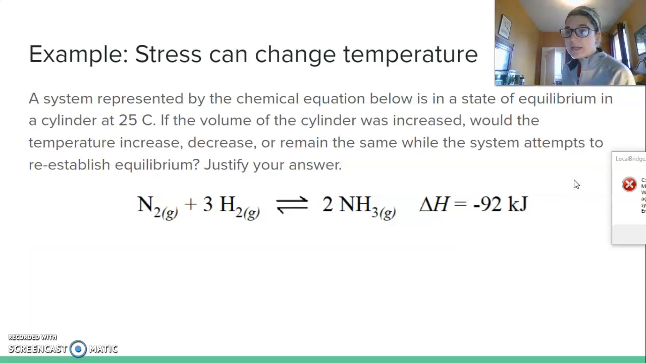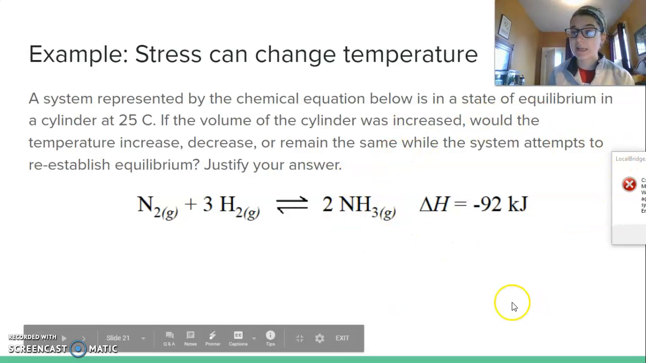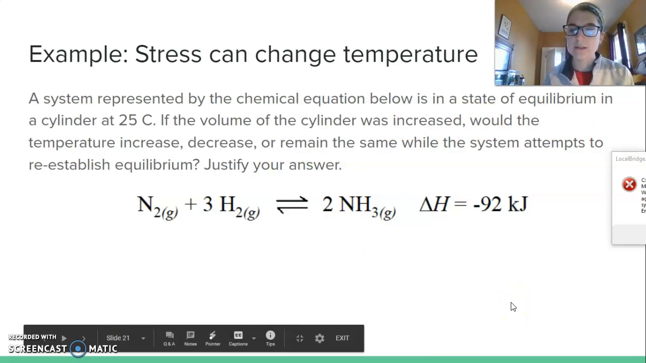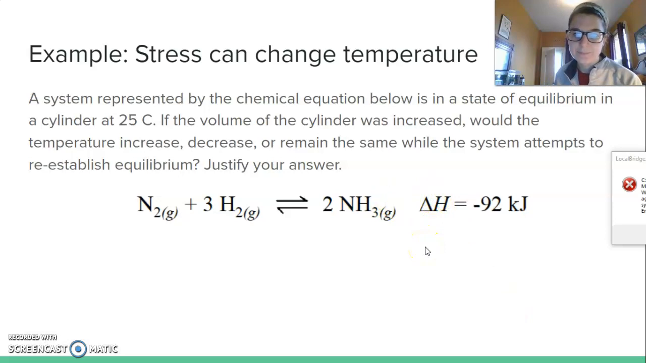Stress can also change the temperature of a system, so it works both ways. So here we have a system represented by a chemical equation, N2 plus 3H2 yielding 2NH3. It's in equilibrium in a cylinder at 25 Celsius. If the volume of the cylinder is increased, would the temperature increase, decrease, or remain the same while the system attempts to reestablish equilibrium? Justify your answer. So here we have a reaction with a delta H value that is negative, which means it releases heat. So heat is kind of on the product side.